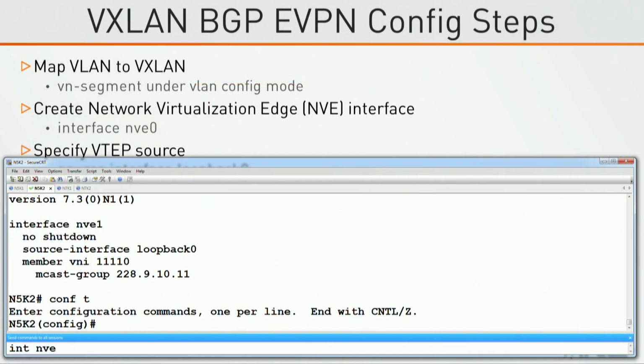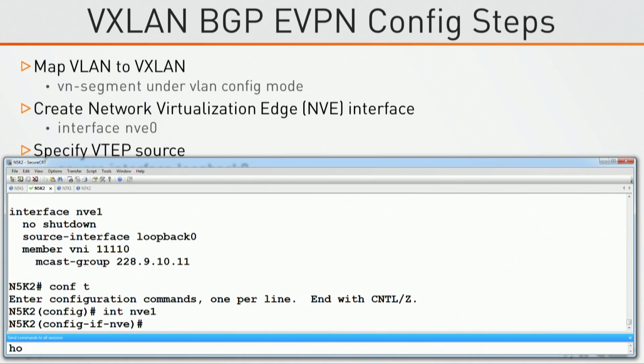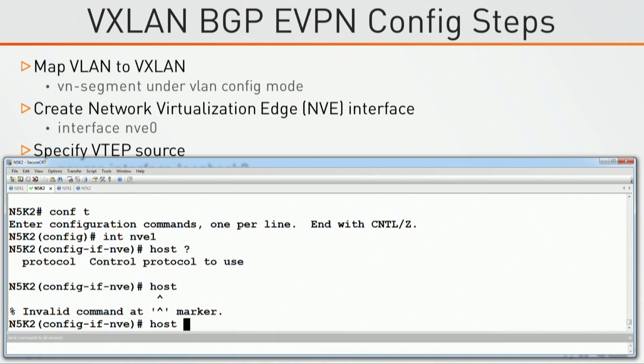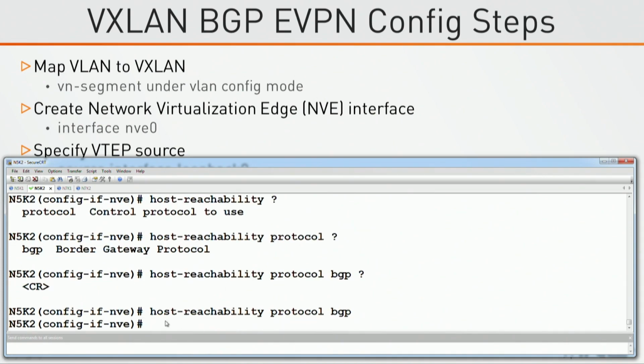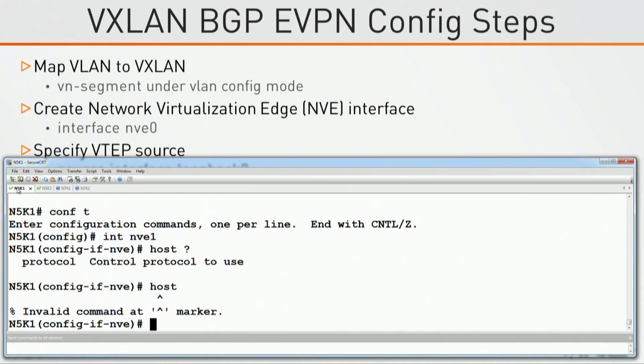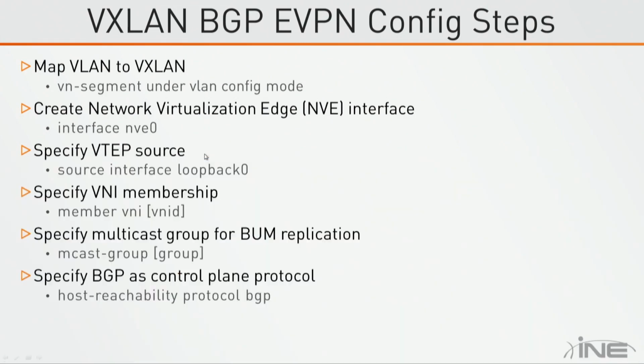So interface NVE1, host-reachability protocol is BGP. Okay, so there's only one option there. Okay, same thing over here. Okay, now we're going to have the actual BGP config.